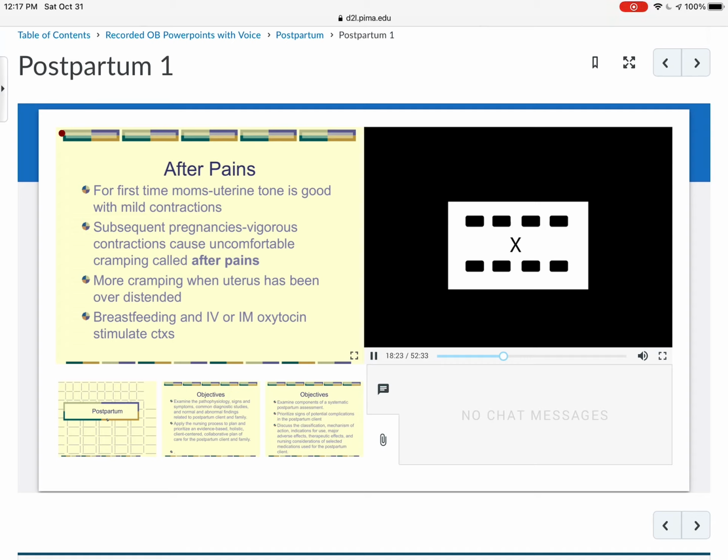Again, we assess their pain level on a scale of 0 to 10. How much pain are you having? And again, if we need to, we can actually give them some ibuprofen for those discomforts. Just like with menstrual cramps during women's periods, the ibuprofen works very well.